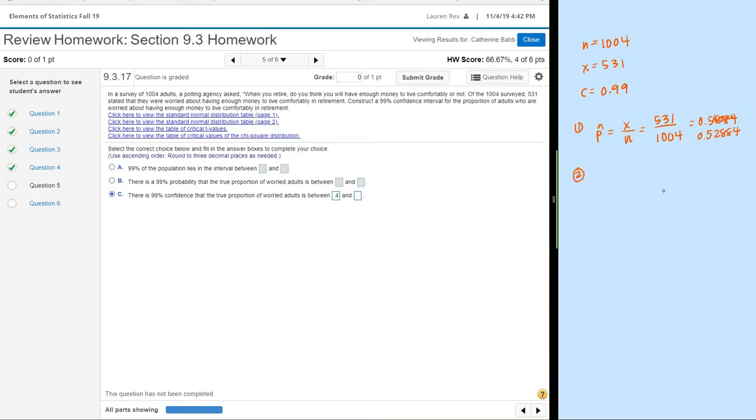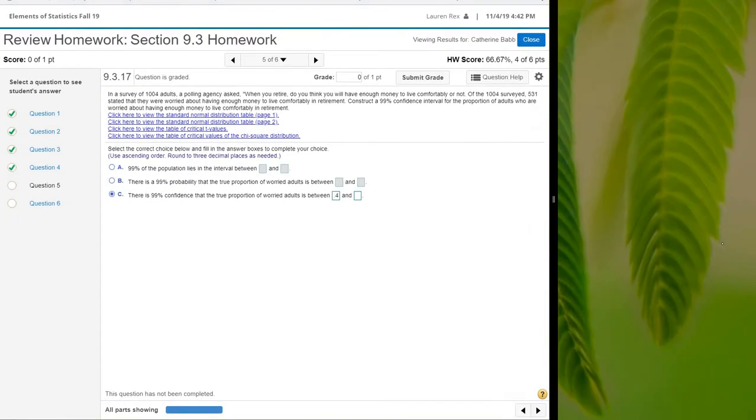Second job is to find the margin of error. And from the formula sheet, this is the critical value of z times the square root of p hat times 1 minus p hat divided by n. P hat we found before, 0.5288, but we need this z critical value, which will come from the table. I have mine here.